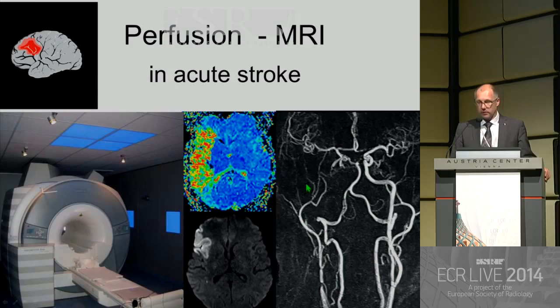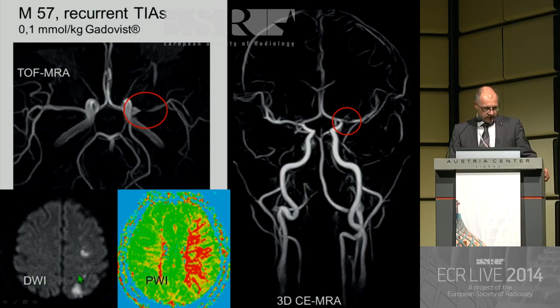Here in this patient, an intracranial stenosis, you see small areas of infarct core, a large perfusion deficit, and this can be optimized much better with the newer Bayesian algorithms, for example. And then we can better define that there's a need for treatment of the patient, and here an intracranial stent was put in.